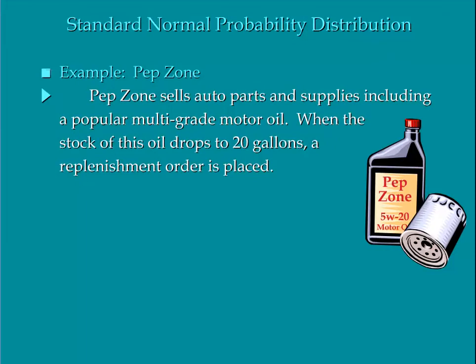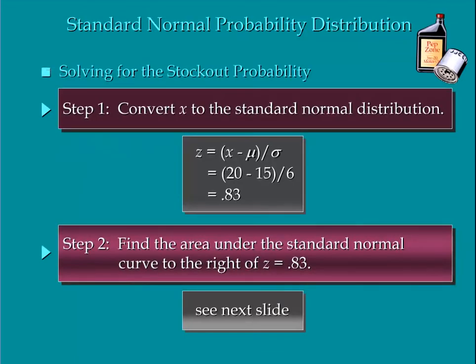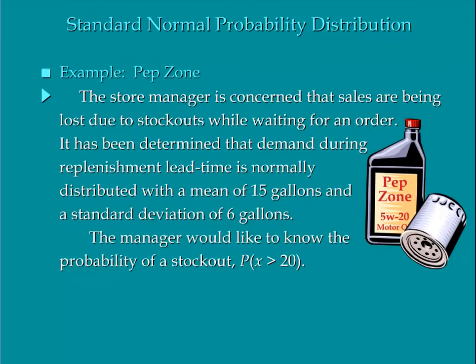We have this motor oil company, Pepzone, which sells auto parts and supplies, including a popular multi-grade motor oil. When the stock of this oil drops below 20 gallons, a replenishment order is placed. This just gives a general context in terms of a real world example. The manager is concerned that sales are being lost due to stockouts while waiting for an order, and it has been determined that demand during replenishment lead time is normally distributed with a mean of 15 gallons and a standard deviation of 6 gallons.